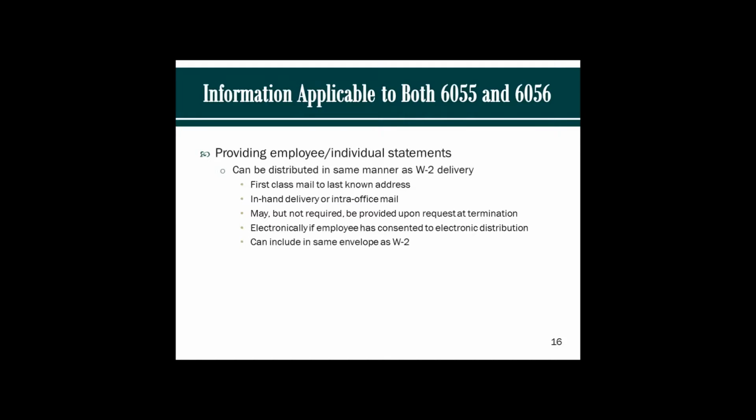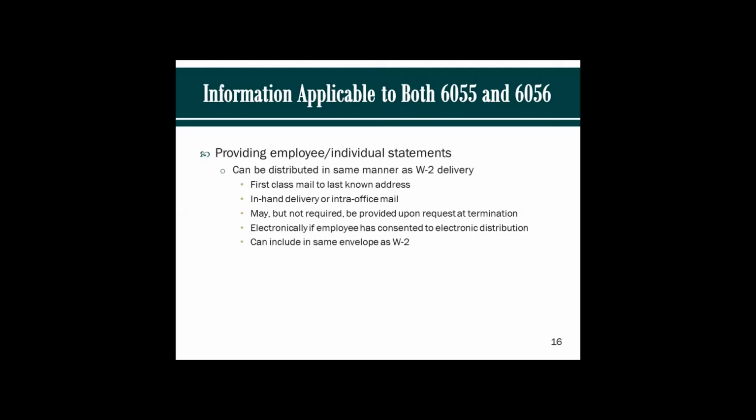So the next couple of slides, what we want to go ahead and talk about is information that's applicable regardless of whether you're reporting under 6055 or 6056. So we've talked about how this 1095-C, especially if you're a large employer, goes to full-time employees. How can you get that out to them? First of all, it can be distributed in the same manner as you do your W-2. So you can mail it to them first class. You can give it in-hand delivery, maybe inter-office delivery. You can also submit it electronically. However, if you're going to do something electronic, you always have to receive the employee's consent before you send that document.